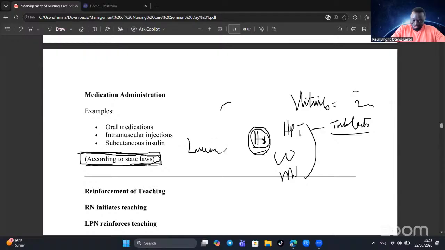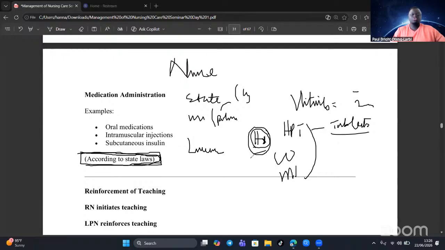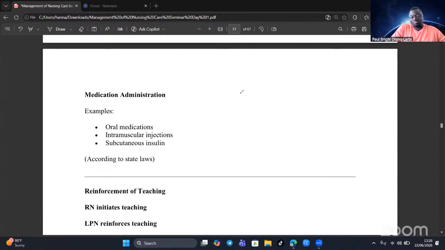So if you want to be a nurse, you have so many things to learn. The state you are in, there are laws governing your job. The hospital you are in, there are policies governing your job and governing all this delegation. You should know. If you don't know, Google. You are not an encyclopedia. We have internet everywhere. Google.